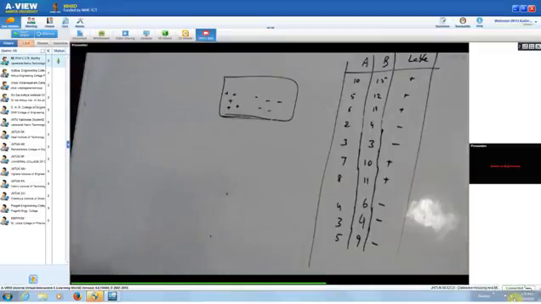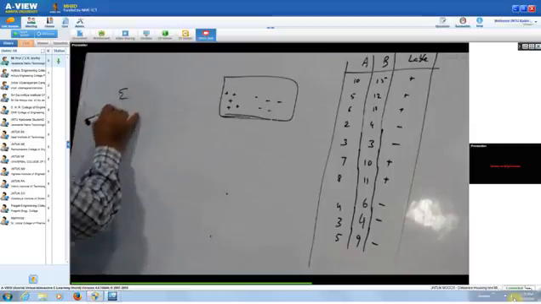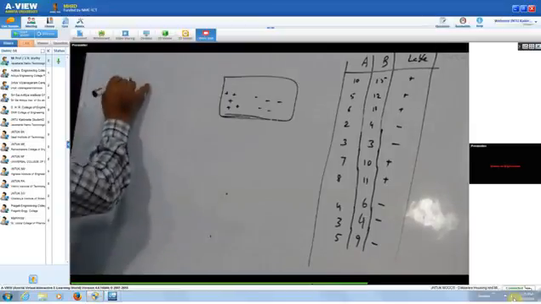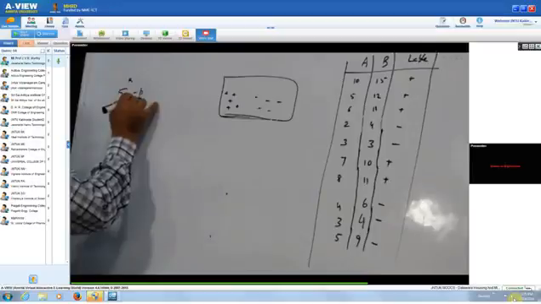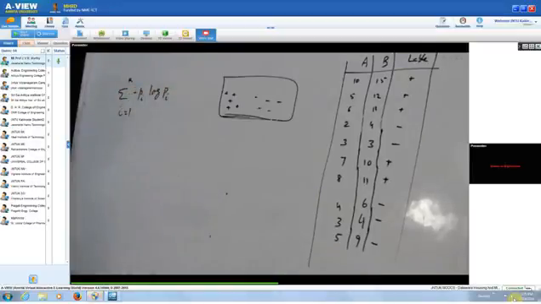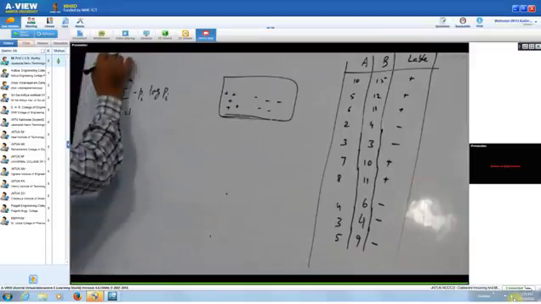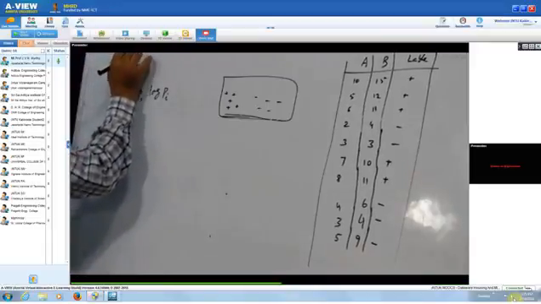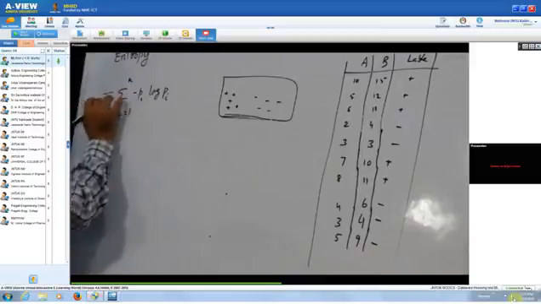Now we have a formula for disorder. That's called sigma i equal to 1 to k of minus p_i log p_i. That is the criterion for getting the information. Entropy. What is meant by entropy?